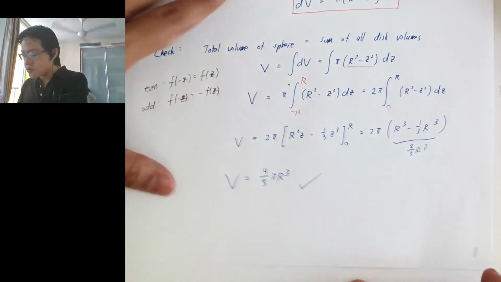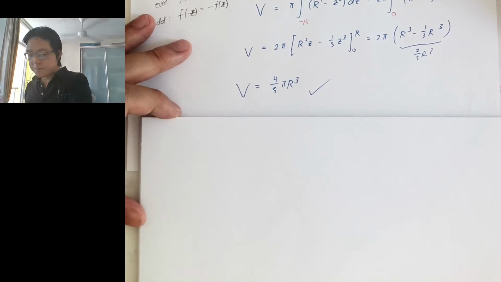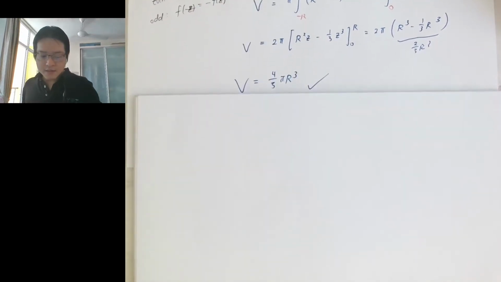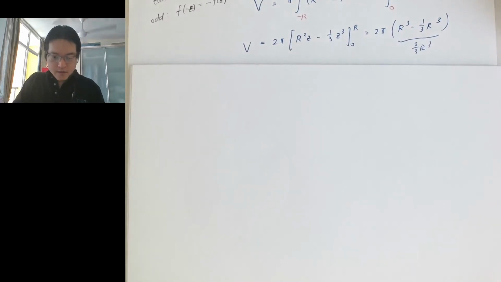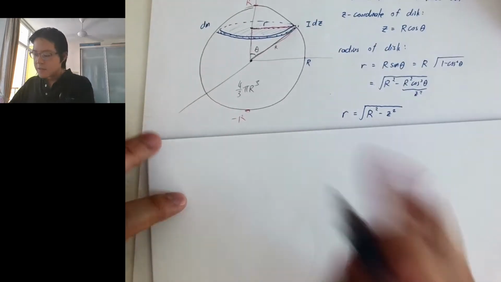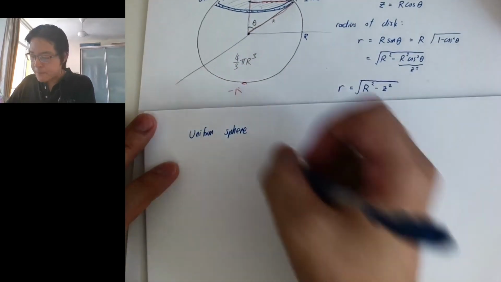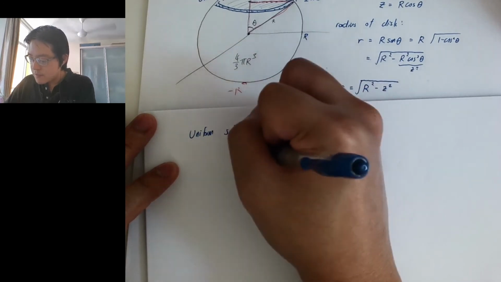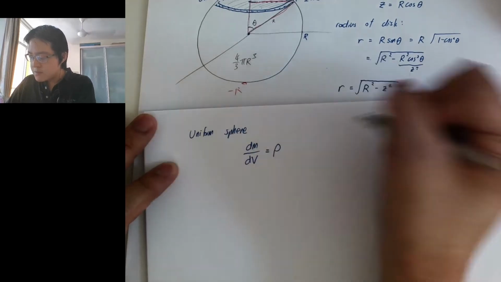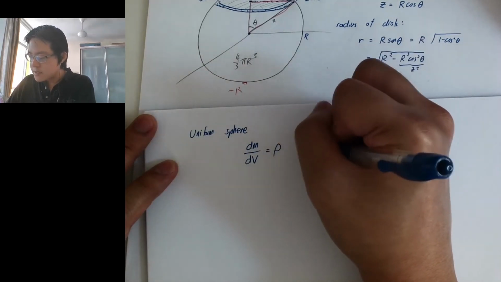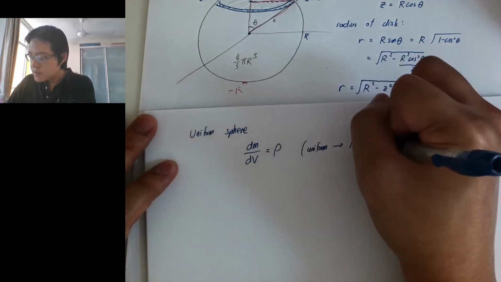Okay, if not, let us see how to find the moment of inertia. For the moment of inertia, we are talking about a uniform sphere. When we calculate the moment of inertia, what did we want? We want a dm, right? A uniform sphere means this is a three-dimensional object. So dm over dV is equal to the density, and it is a constant, right? So this is a uniform sphere, which is to say that rho is a constant.